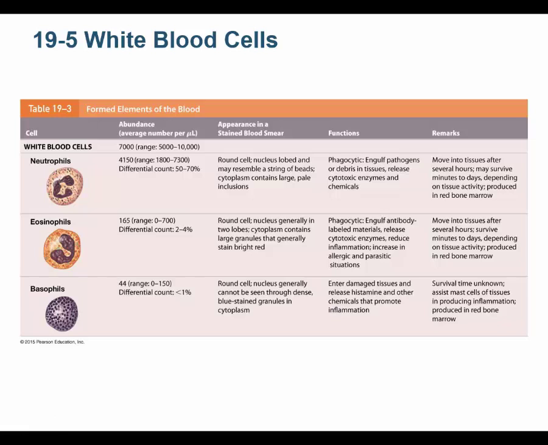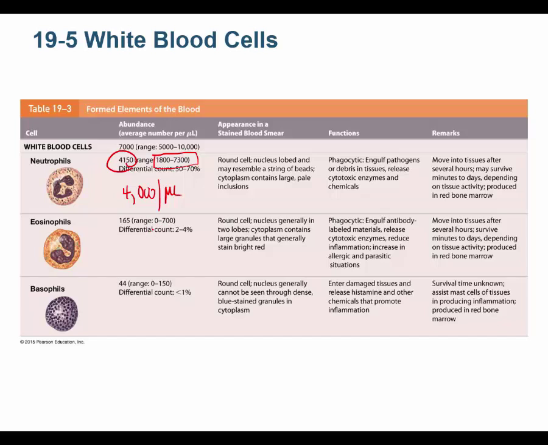This is giving you absolute counts. This is important, by the way. Here's an absolute count, and that's per microliter. So neutrophils, there's 4,000 of these per microliter of blood. I know it says 4,150. I'm rounding. And by the way, look at the range anyway. The range is 1,800 to 7,300. So there's 4,000 of these per microliter of blood.